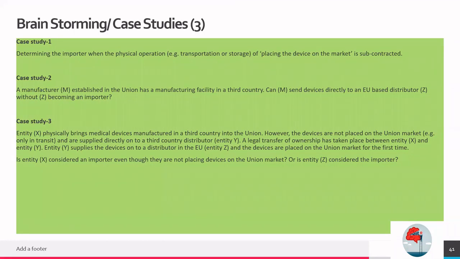Case study 1. Determining the importer when the physical operation, for example transportation or storage, or placing the device on the market is subcontracted. So you have to tell whether this is the importer or not. You guys tell. Again, I'm saying: determining the importer when the physical operation, for example transportation or storage, or placing the device on the market is subcontracted.